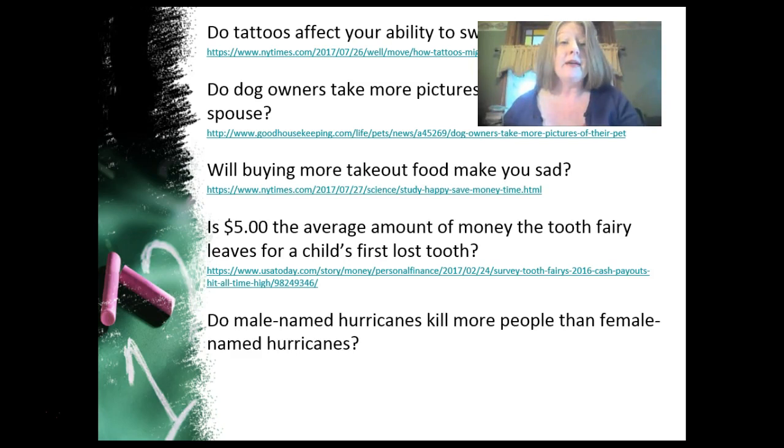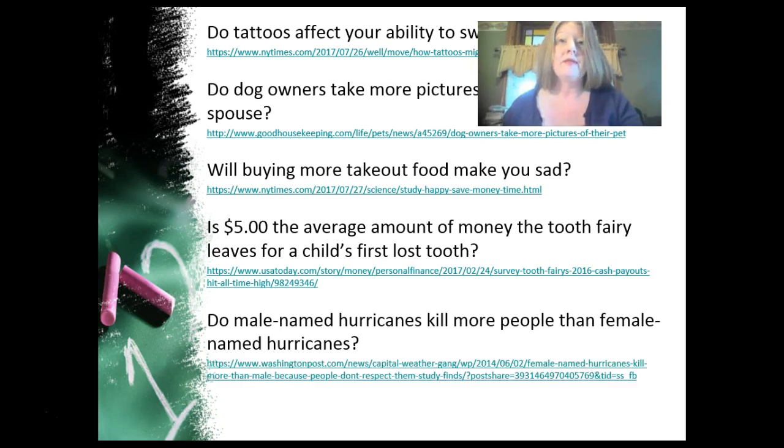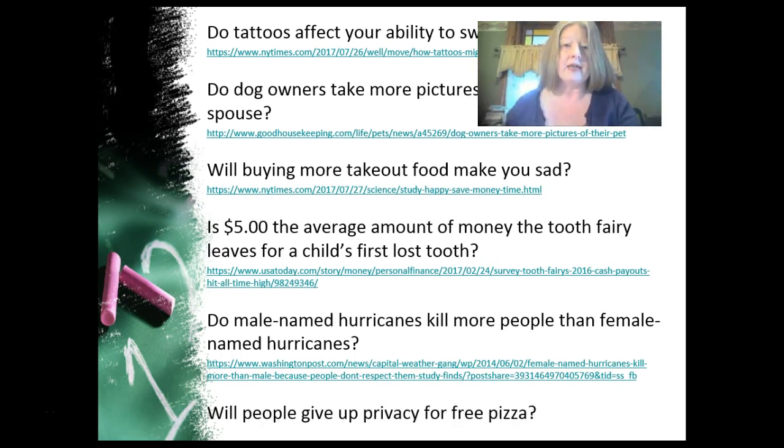Do male-named hurricanes kill more people than female-named hurricanes? No, it's the opposite. And the reason the researchers say female hurricanes kill more people is because people don't take them as seriously as male-named hurricanes. Again, this is based on the research, not based on my own opinions or attitudes. Will people give up privacy for free pizza? Of course they will. The answer is yes there.